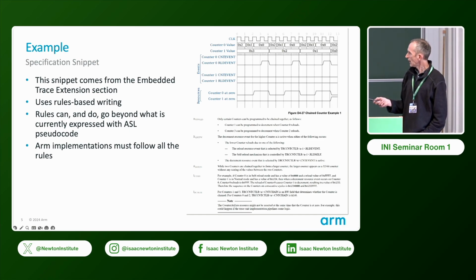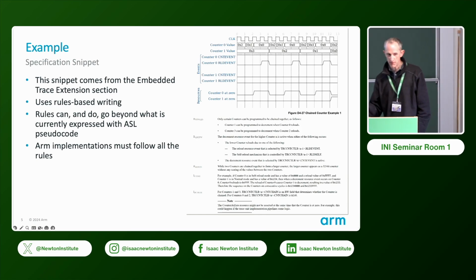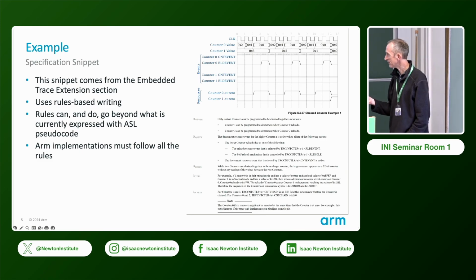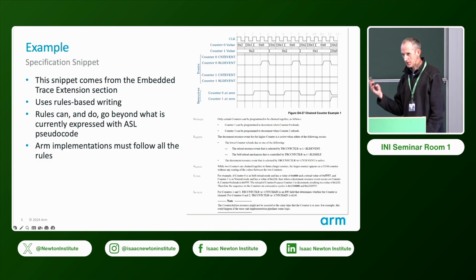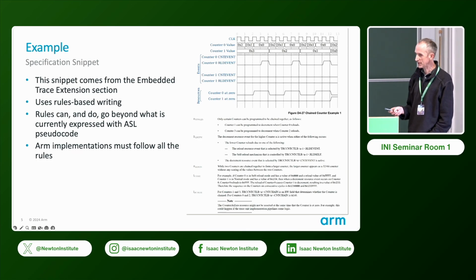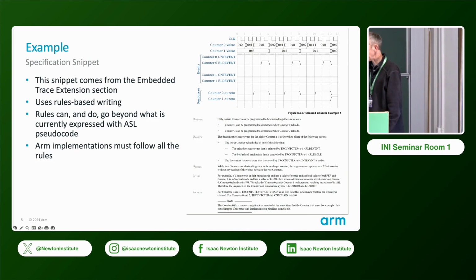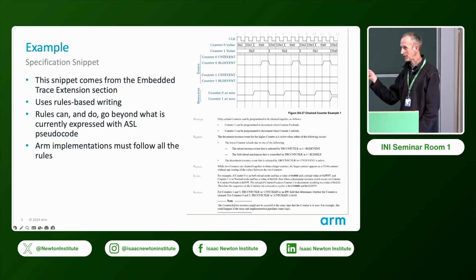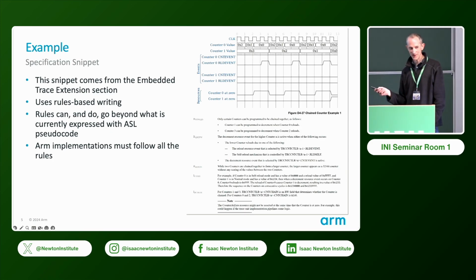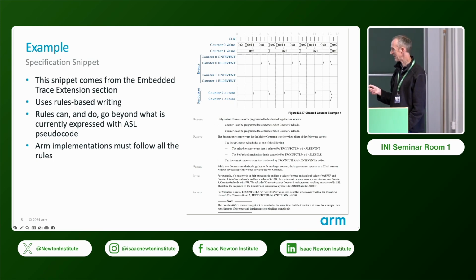And I guess a key point to be making here is that actually the rules are more general than the ASL. So they're using prose, so it can be more expressive. And they still are important. So in order to be a proper ARM implementation, you must follow the rules. It's not just a case of, just do what the pseudocode says. You've got to pay attention during those 15,000 pages and not miss any of these rules, or otherwise you've gone wrong somewhere along the lines.